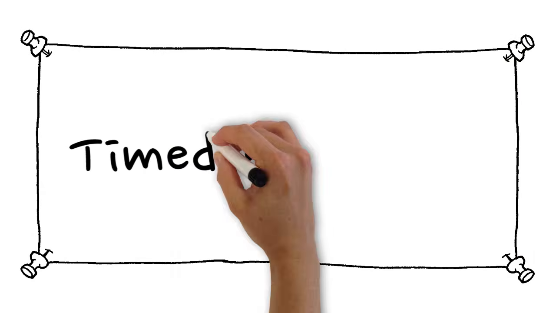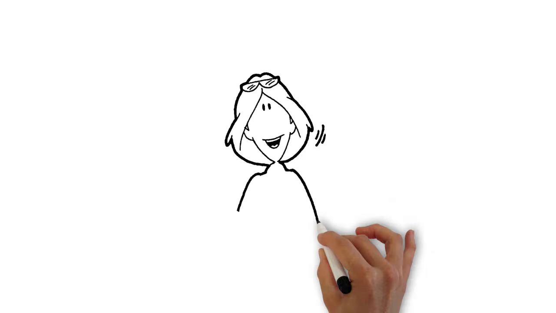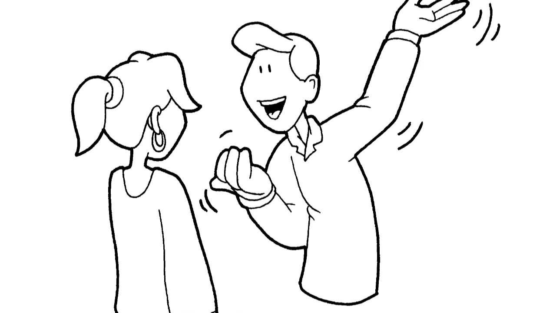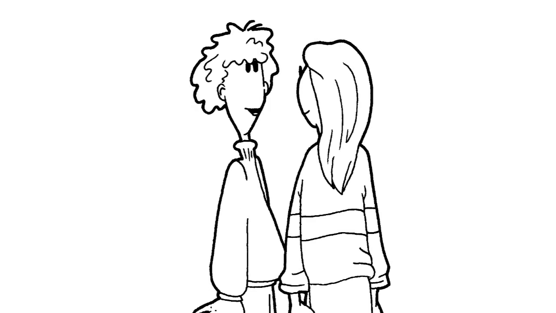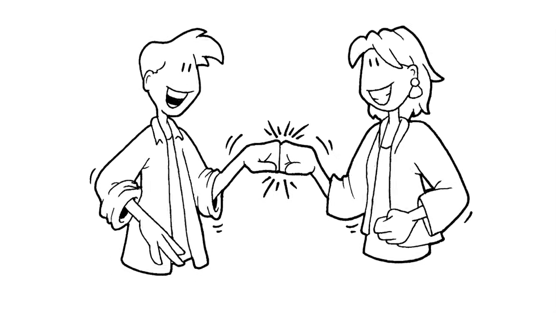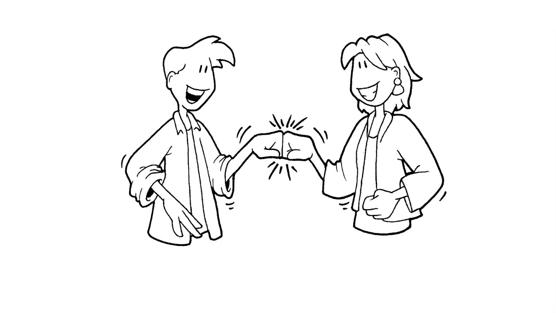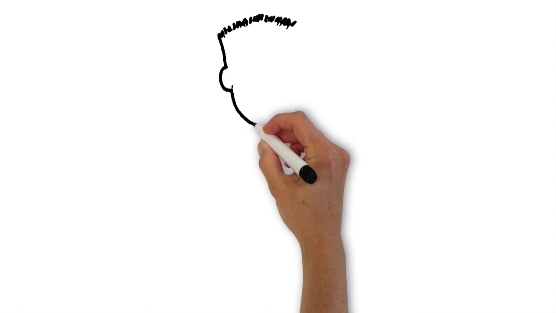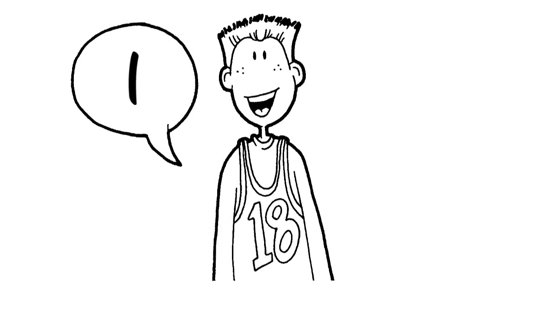Using a Kagan structure, timed pair share, the teacher asks a question. In pairs, partner A shares for 30 seconds, then partner B shares for 30 seconds. Everyone has a turn. Sharing with a partner is safe. There's no need to hide. In just a little over a minute, we engage every student. In the same amount of time in the traditional class, we engage one student.